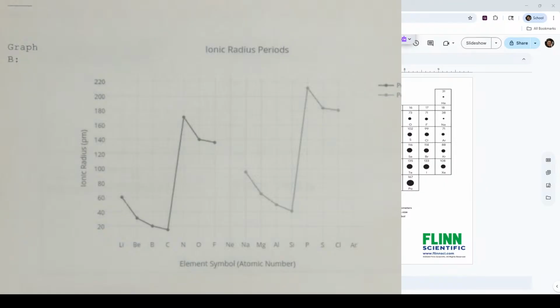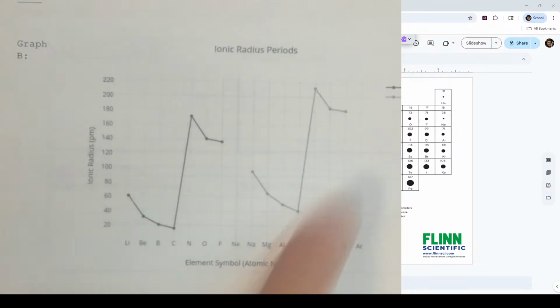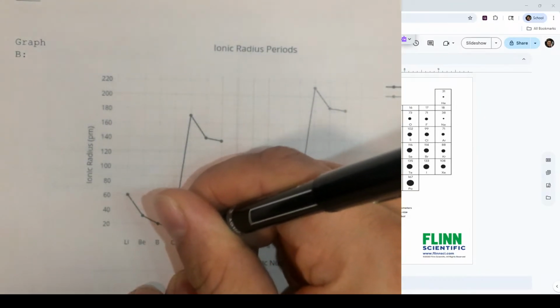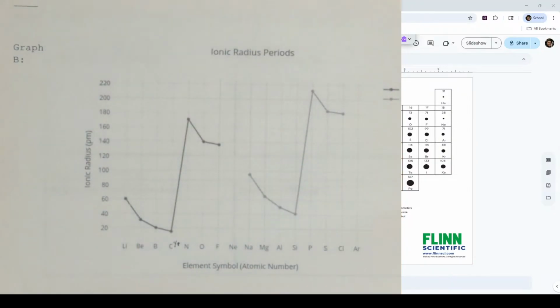Here's a chart showing the second period and the third period, the ones I outlined on the first page. The radius of the most common ions of these elements. So, in this case, carbon is forming a +4 ion, which, carbon doesn't usually form ions. I mean, it can, but carbon could go either way.